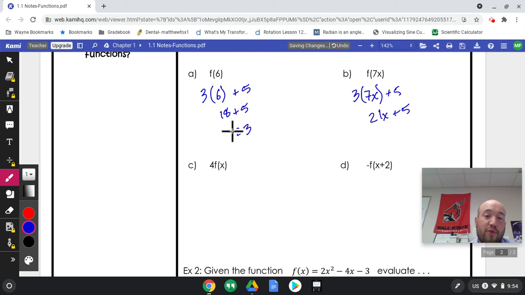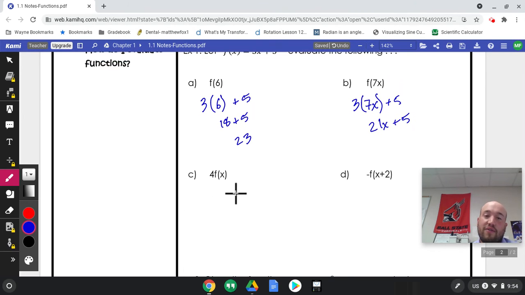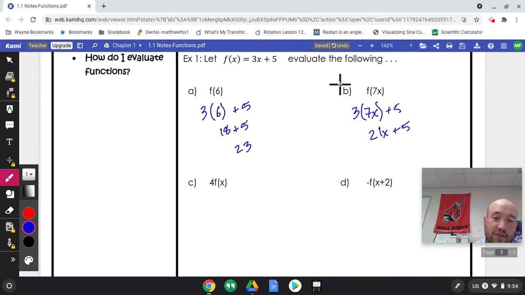Now on this one, the 4 is at the front. So we take whatever f of x is, which up here is 3x plus 5, and we will times it all by 4. So since the 4 is in front, we distribute that in. We'll have 12x plus 20.